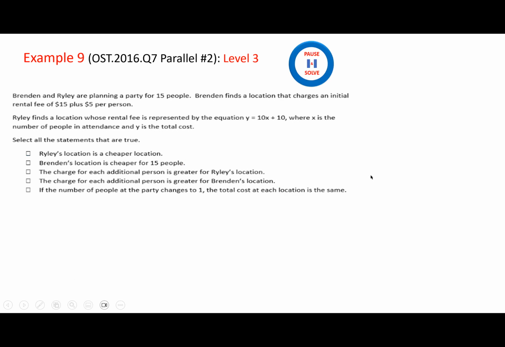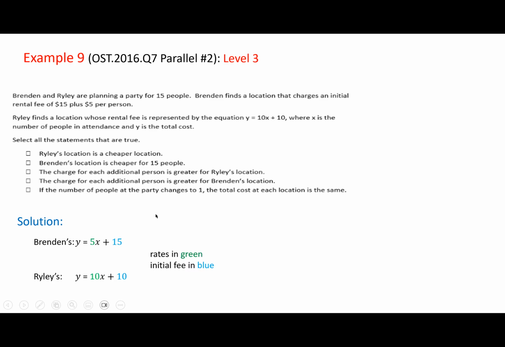Okay, this one is very similar. Brendan and Riley are planning a party for 15 people. Brendan finds a location that charges an initial rental fee. Okay, so the same thing. So if I put the information here, I get this. Now from here, you can't really tell because this is less than this and this one is greater than this. So is Riley's location the cheaper location? Is this cheaper all the time?